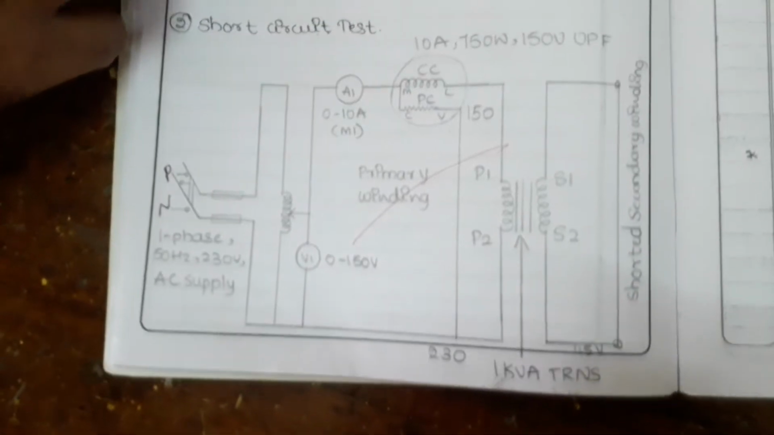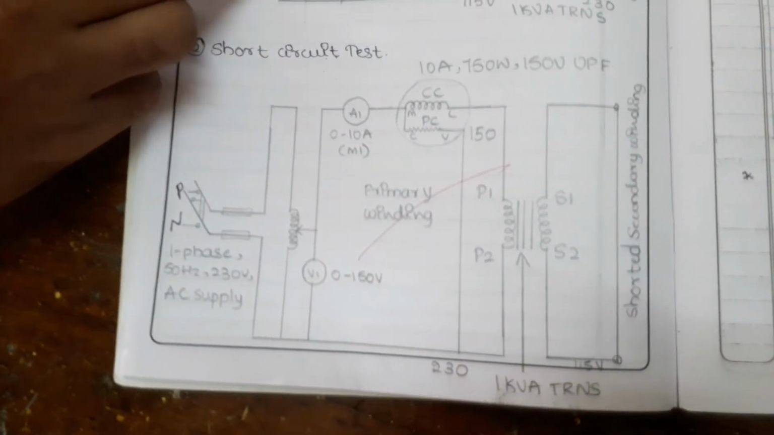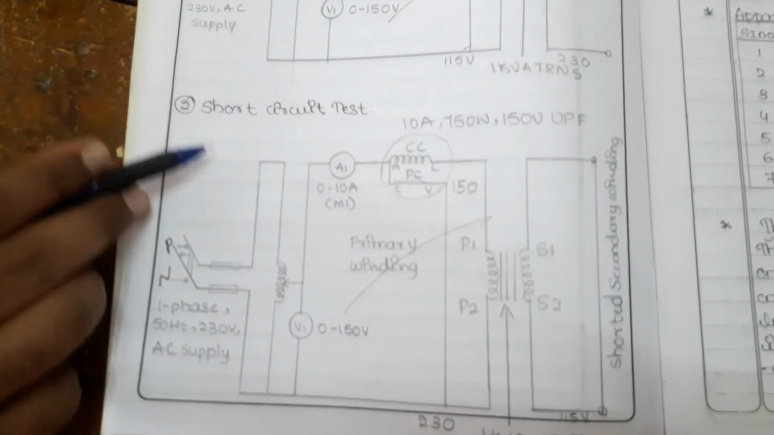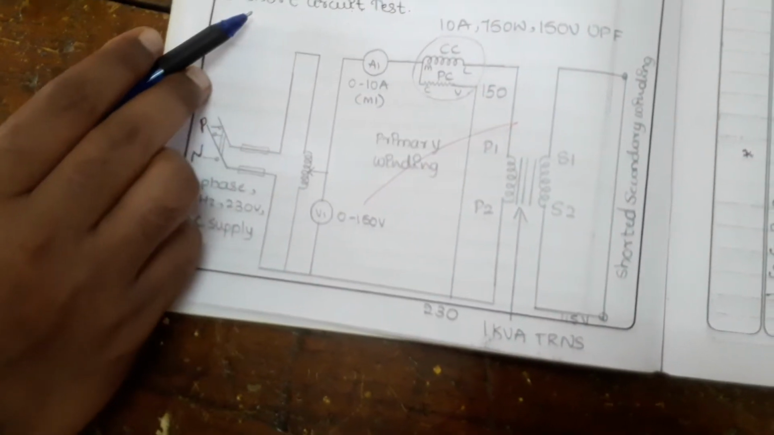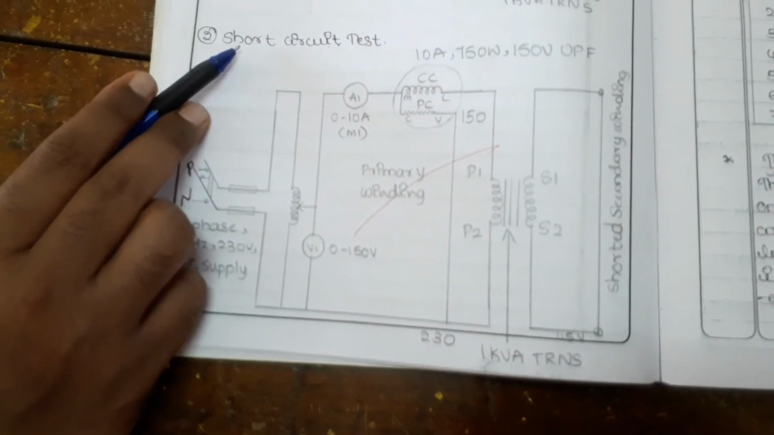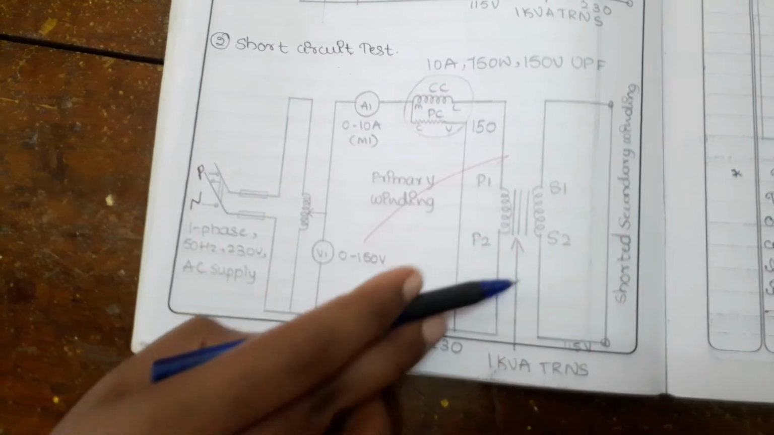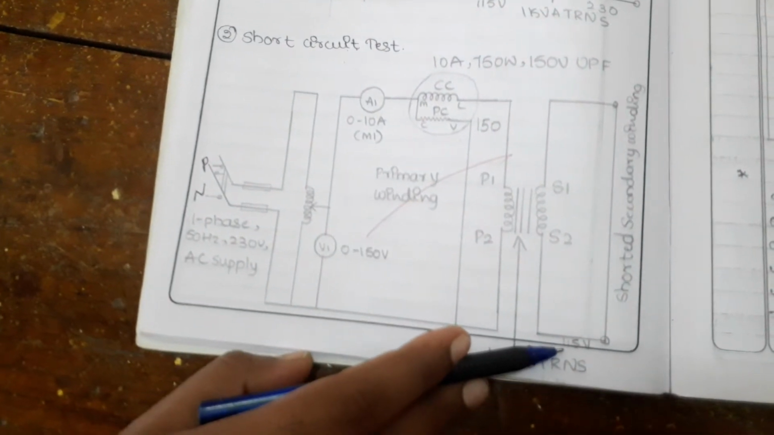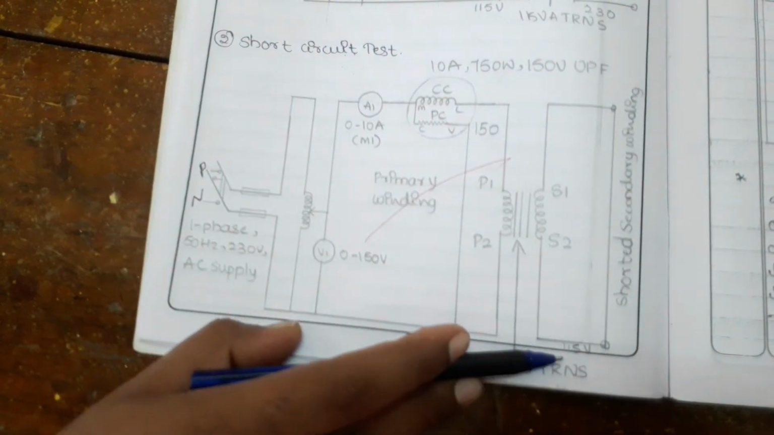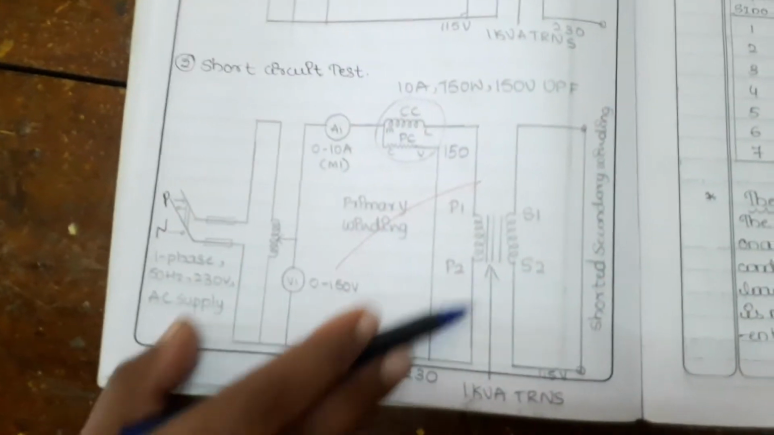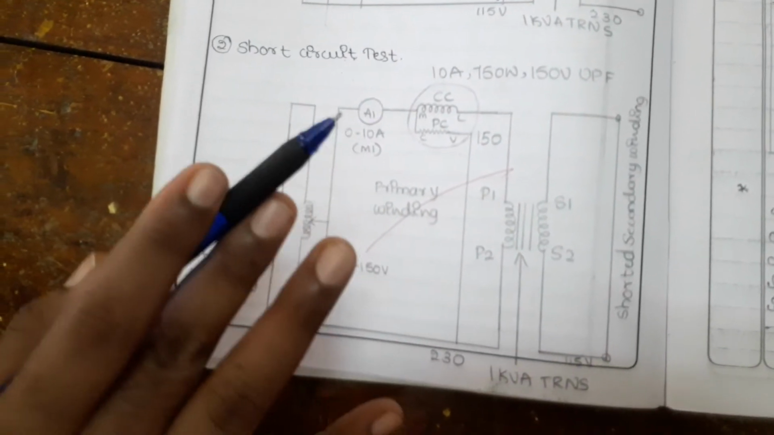After conducting the open circuit test by applying rated voltage, we move on to the short circuit test. As I told you in the theory class, for the short circuit test the LV side is shorted. LV side means here 115 volts is the low voltage side. So we short the LV side, and the rest of the instruments are connected on the primary side. Everything else in the connection remains the same.